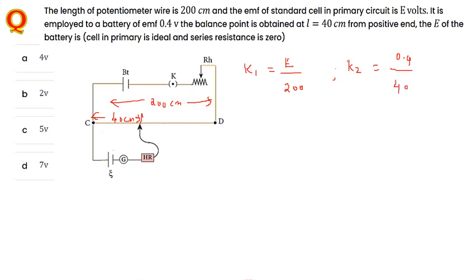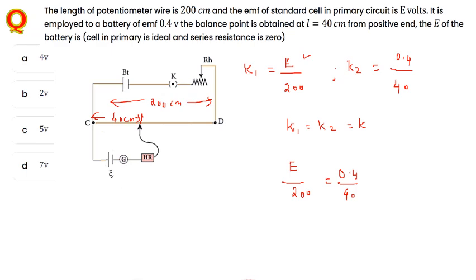Now what they have given here is E of the primary battery. That's what we have to find out. But the condition they have given is that the primary cell is ideal. In this case, the potential gradient K1 will be equal to K2, which we consider as K. Now substitute the values: E divided by 200 will be equal to 0.4 divided by 40.